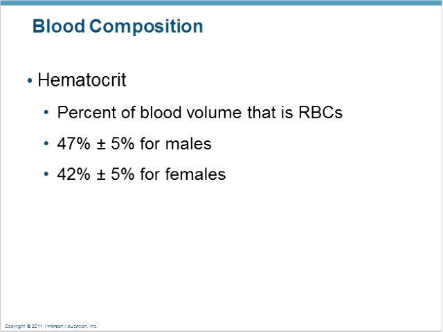We measure the blood by the percent of volume of red blood cells compared to the rest of the blood, and we call that the hematocrit. So the percent of the blood that is the cellular component compared to the fluid and the white cells is called the hematocrit. In males, about 47% of the blood is made up of red blood cells, plus or minus 5%, and in females it's about 42%, plus or minus 5%.